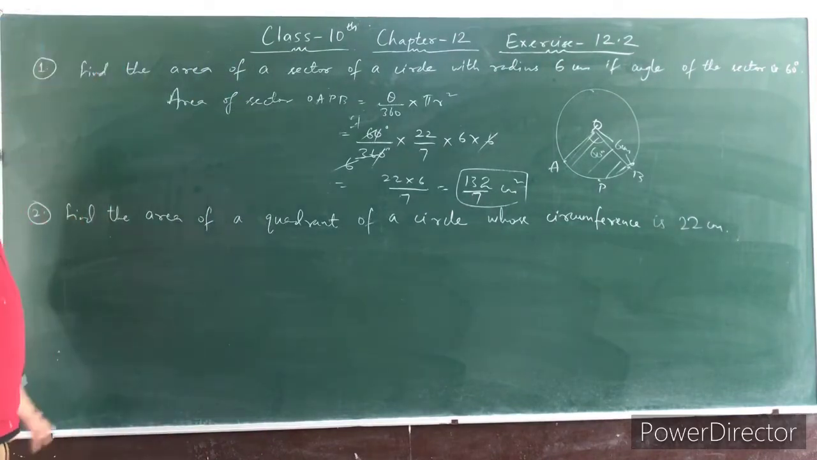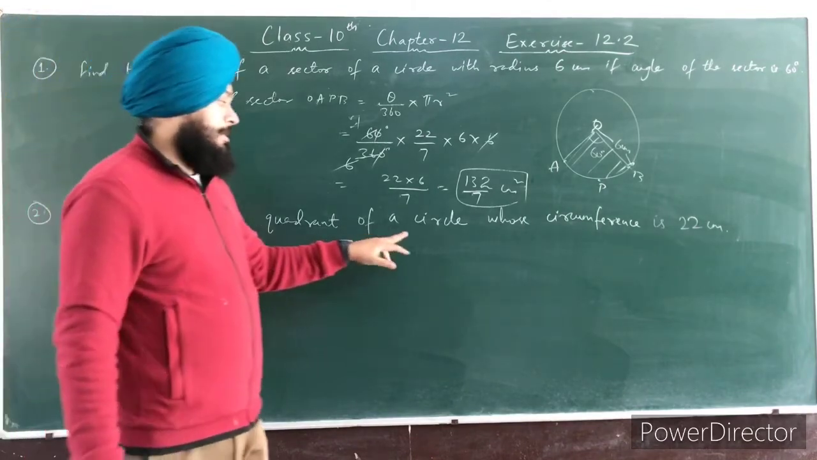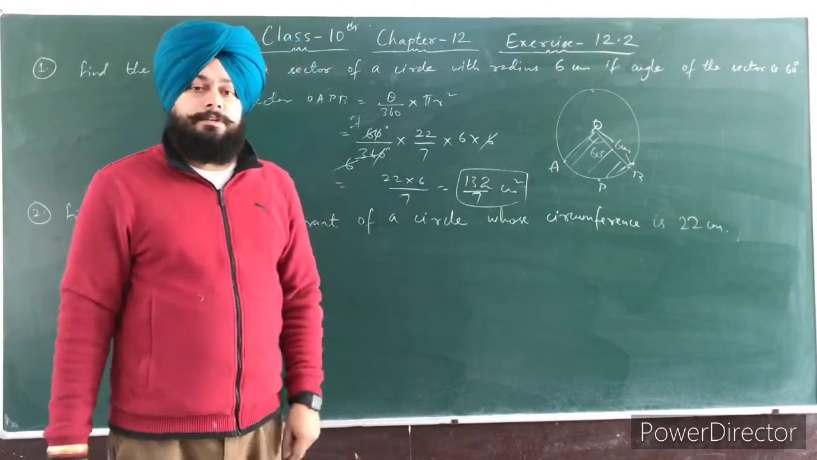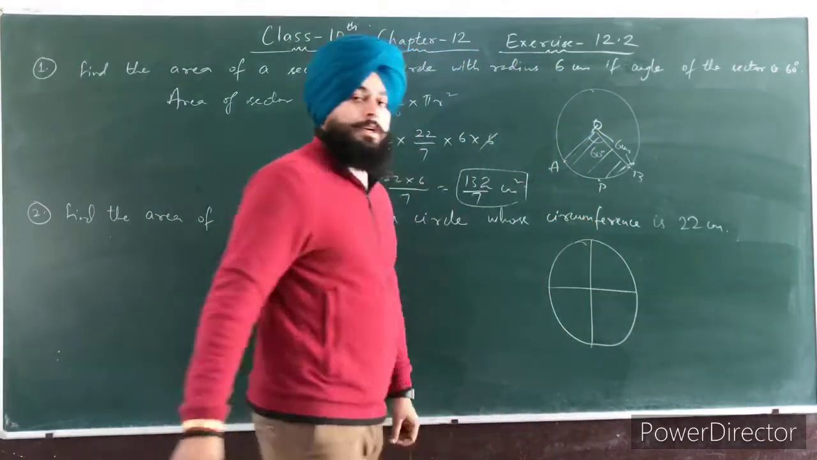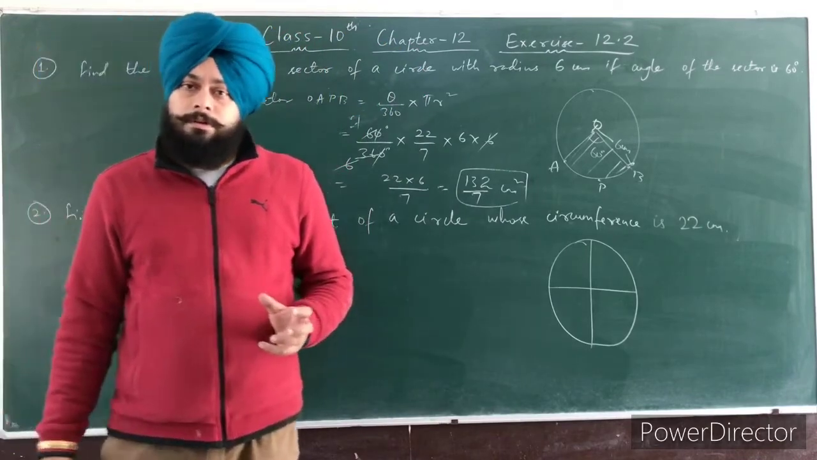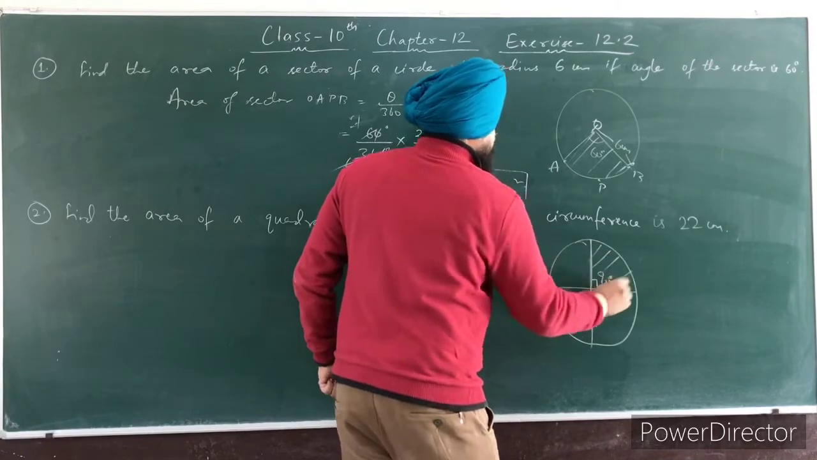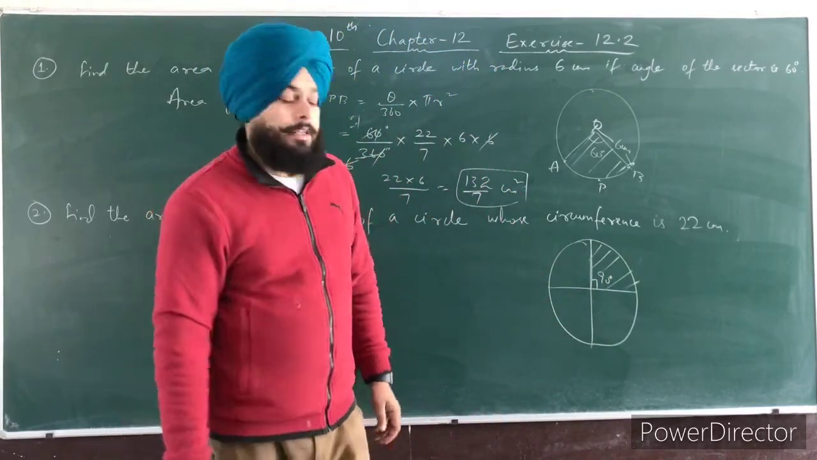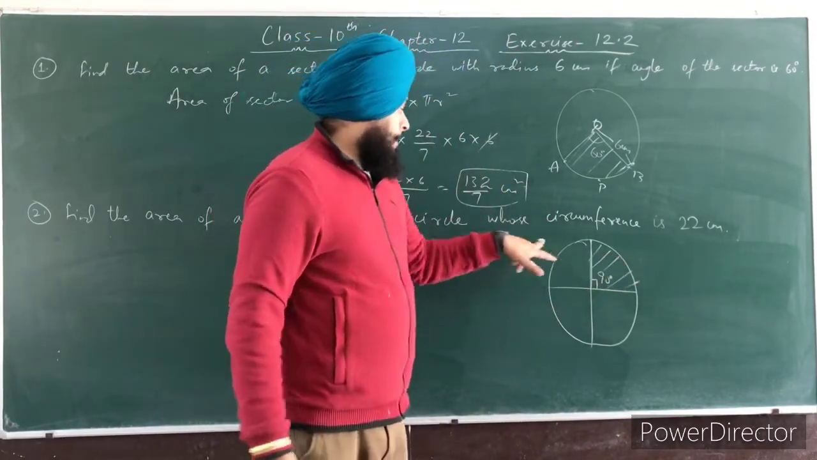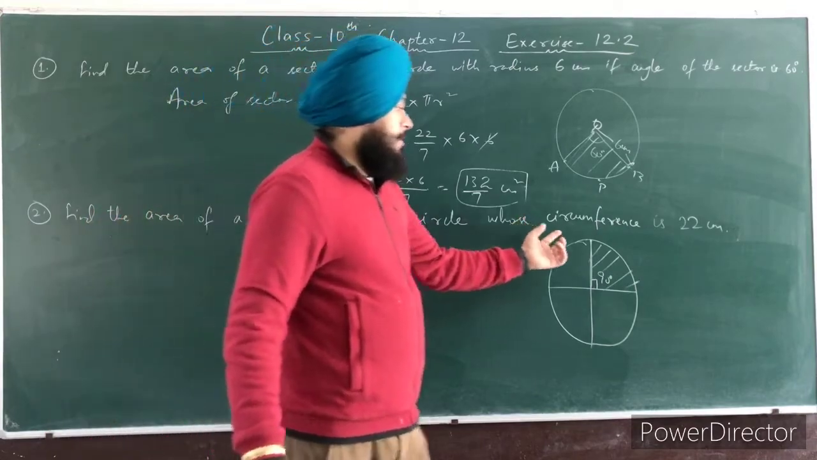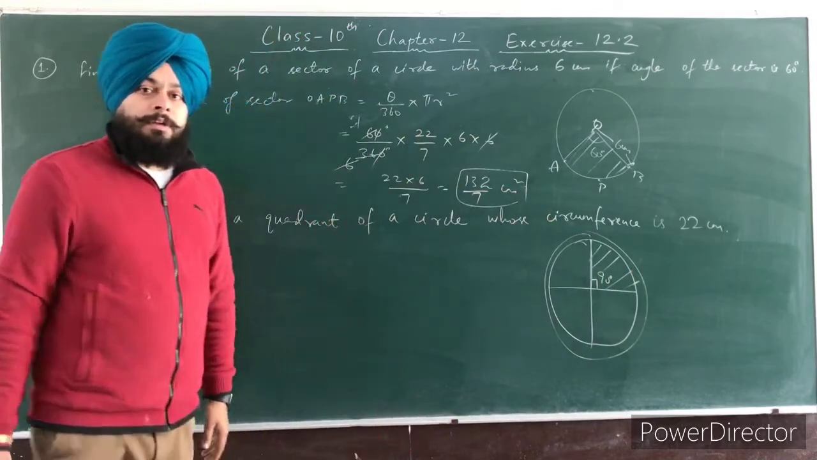Alright. Next, question number 2. Find the area of a quadrant of a circle whose circumference is 22 centimeter. So what is quadrant? Quadrant is the fourth part of a circle. So if it is a fourth part, then theta is here 90 degree. In each and every quadrant, theta is always 90 degree. So we have to find the area of this quadrant in which theta is 90 degree and the circumference of the circle is given, 22 centimeter. Means the perimeter of circle is given, that is 22.